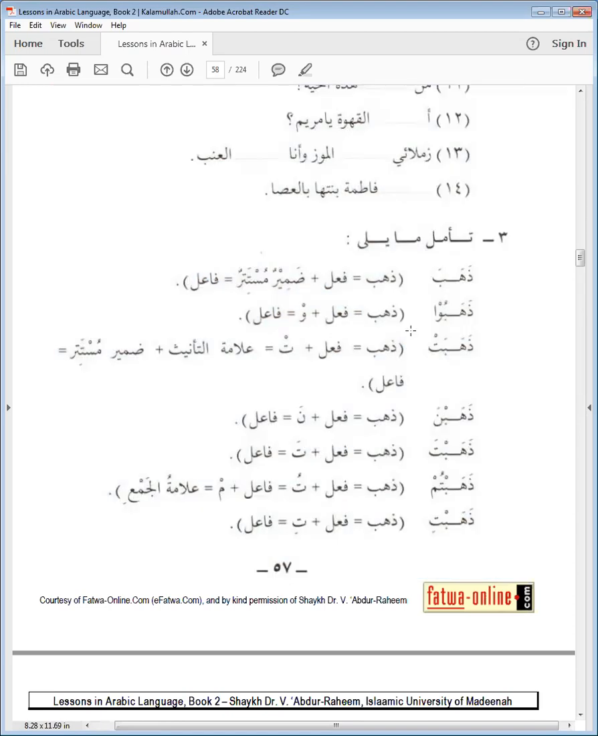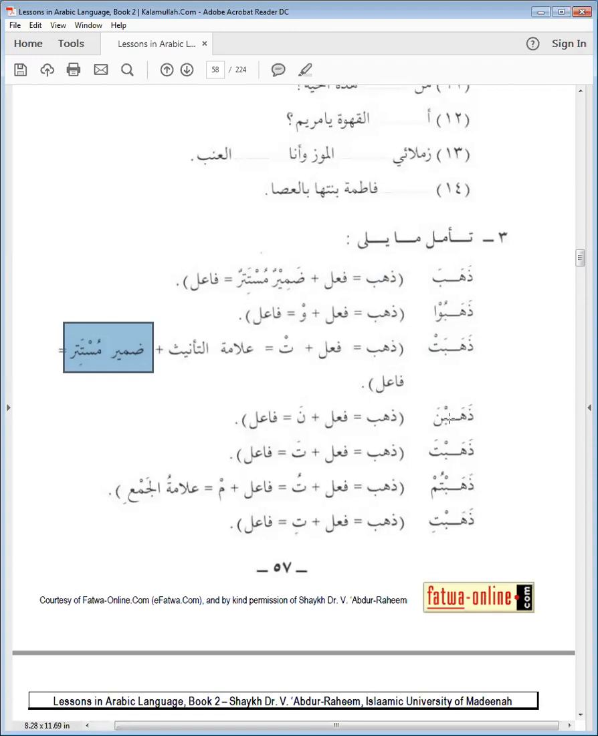Then you have dhahabat. This is the feminine form of the third person singular. Dhahaba is the verb, and the ta with the sukun. In this case, this ta is not considered a pronoun. It's not added on, but rather it is alamatu ta'nith, the sign of it being feminine. In this case, the damir will be damir mustatir, which is the fa'il. Again, the understood or hidden pronoun, right?